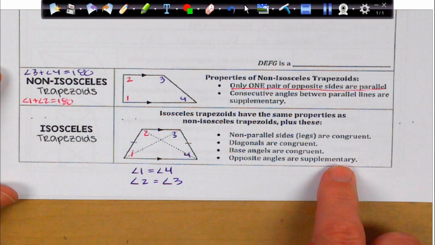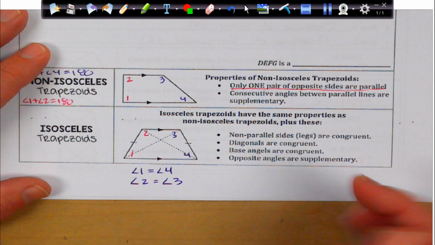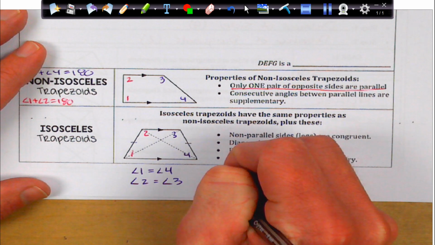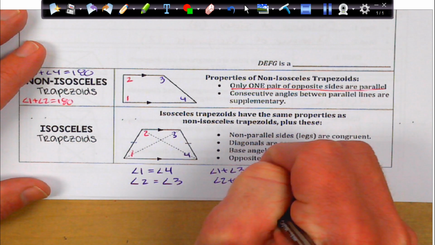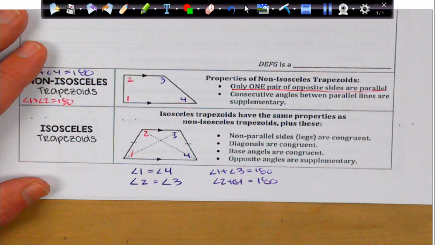And opposite angles are supplementary. So 1 and 3 and 2 and 4 are going to add to 180. So angle 1 plus angle 3 add to 180, and angle 2 and angle 4 add to 180. So a lot going on in this one. So let's go ahead and apply some of these rules.